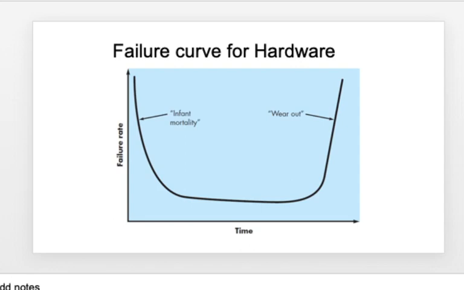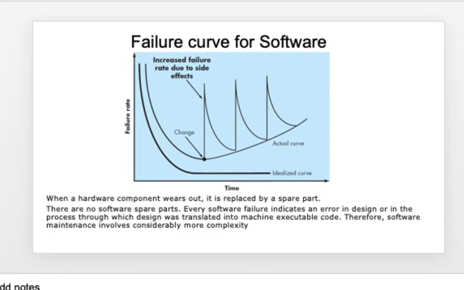Then over time, the hardware basically wears out because of age. This is typically called a bathtub curve or the failure curve for the hardware. If you look at the failure curve for software, there are two curves. The lower one is called the idealized curve, which means it will happen only in ideal conditions, which is almost not possible. The actual curve is on the top.